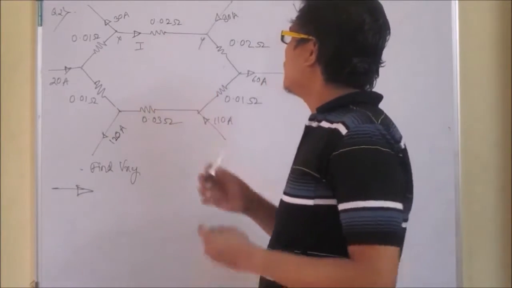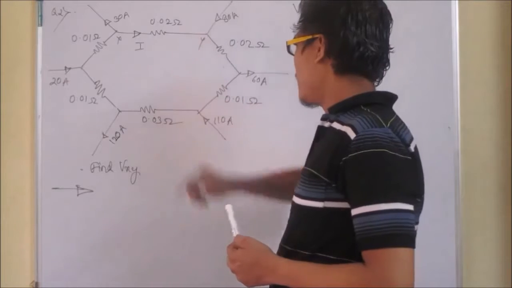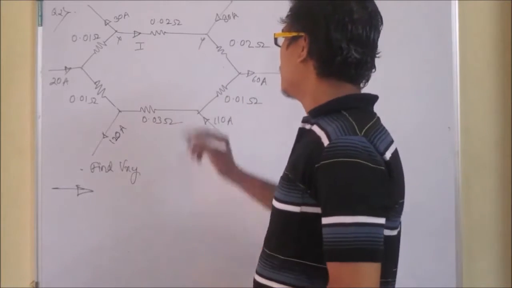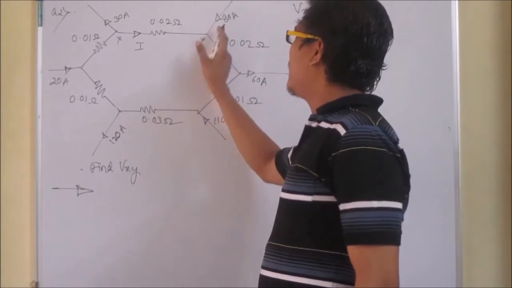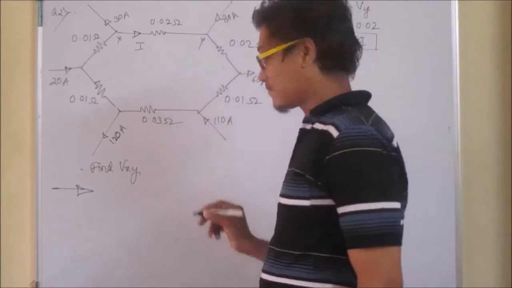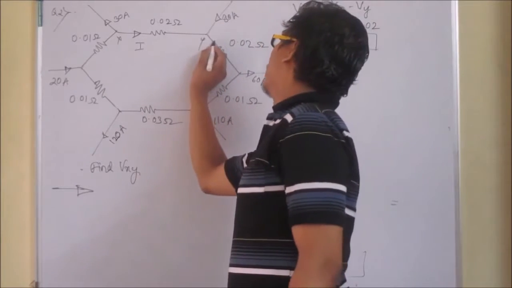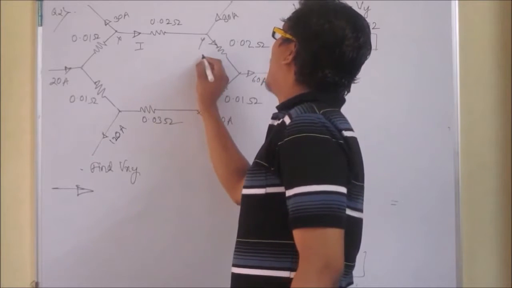Now, from here I is going. See, at junction Y, what is happening? 80 ampere current is also mixing with I. So the net current going through this resistor is I plus 80.